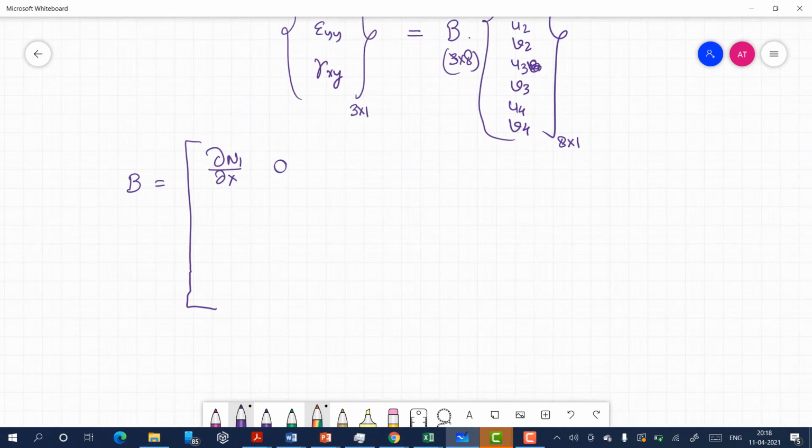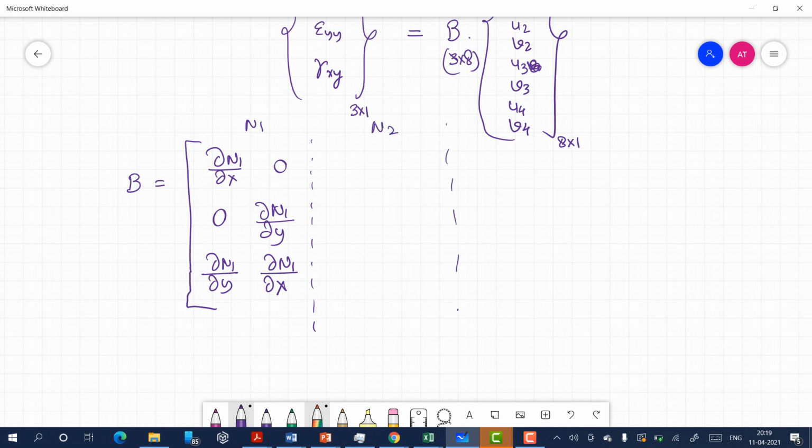So this will be del N1 divided by del x, second will be 0, and then here we have 0, and here we have del N1 divided by del y, and then del N1 divided by del y, and del N1 divided by del x. Now let us write for node number 2, so our shape function N2. We are going to repeat this 4 times. We have done this for shape function 1, we'll do it for shape function 2, 3, and 4, and then our matrix will be complete. But you already know what the elements will be, so let me just write it for you.